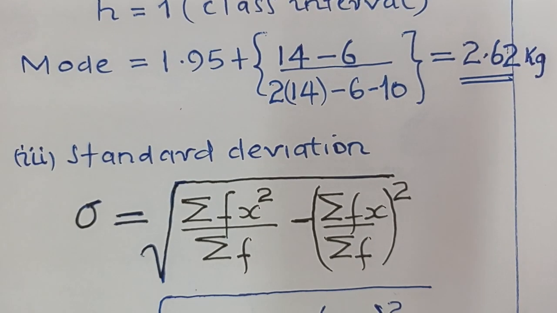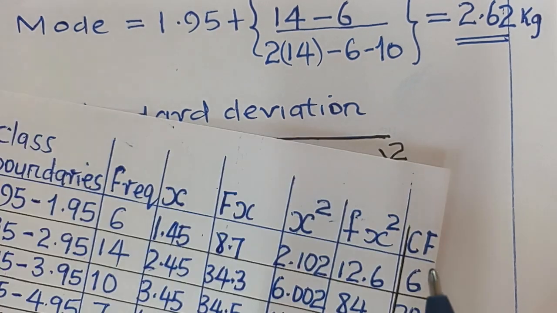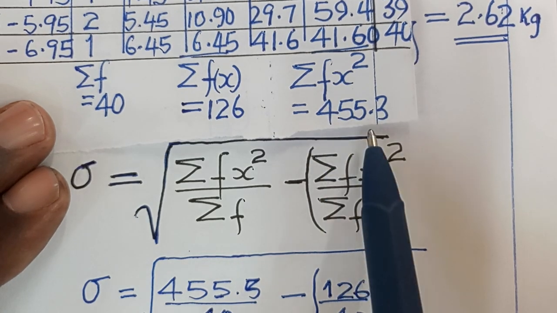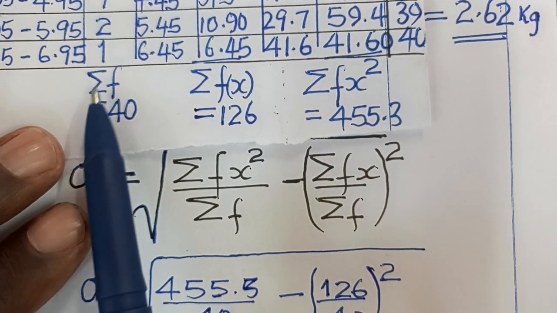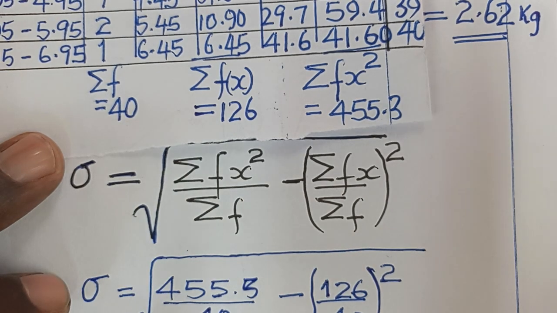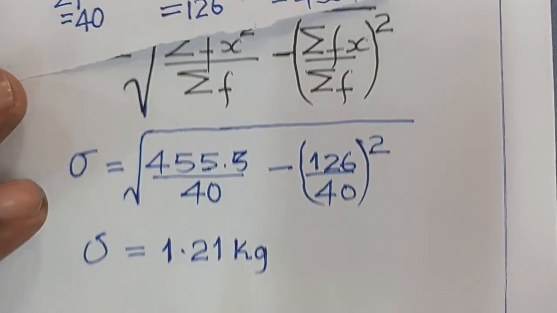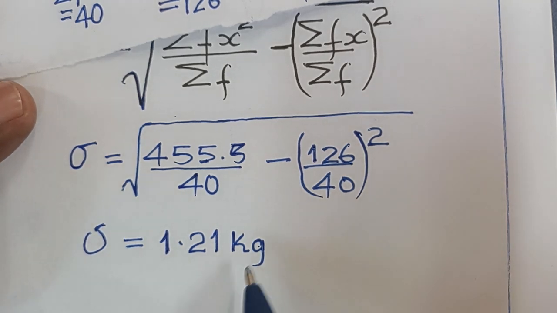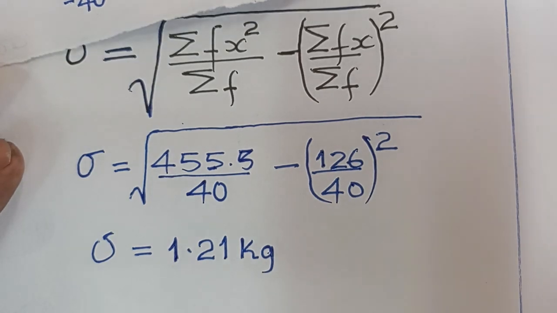Going now to standard deviation. Guys, we now use this equation. Having that equation, we have summation of fx squared, 455.3, which is here, all over the frequency, which is summation of f, or the total number of the screws, which is 40. And guys, this other one is the mean squared. And that one gives us now, when we add up the figures together, we get 1.21 kilograms. Guys, this is the standard deviation. And now we go ahead.